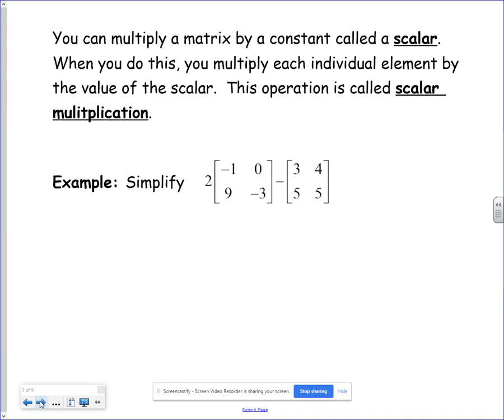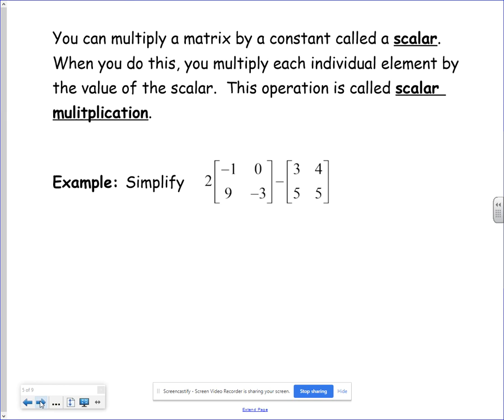All right, one last thing before I end this video. You can multiply a matrix by a number. That number is called a scalar. When you do this, you just multiply each individual element by that number, by that scalar. Okay? This is called scalar multiplication.